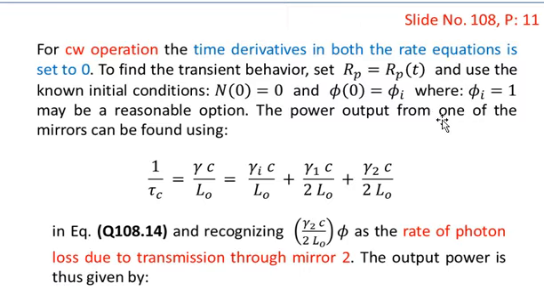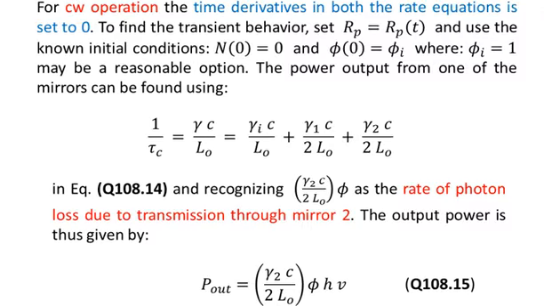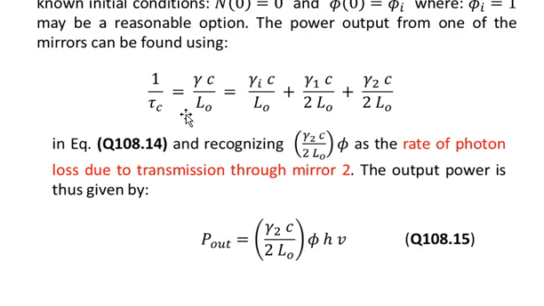The power output from one of the mirrors can be found as follows. For the output from one of the mirrors, we can choose 1 over tau c to be equal to gamma times c divided by L naught. And this we can split into three parts, that is, gamma i into c over L naught plus gamma 1 into c over 2 L naught plus gamma 2 into c over 2 L naught.